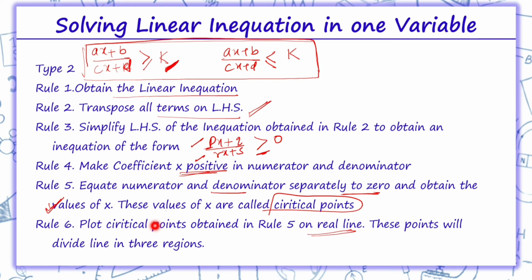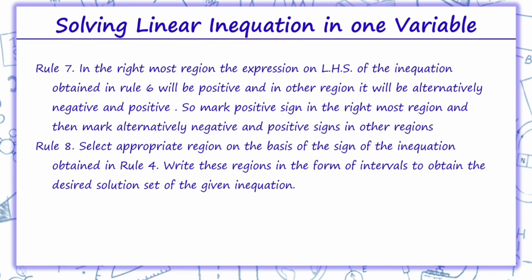These lines then will divide. Let's suppose we have plotted points over here. So the line is now divided into 3 regions. In the rightmost region, the expression on the LHS of the equation obtained in rule 6 will be positive, as we know, and in the other regions it will be alternatively negative and positive. So mark a positive sign in the rightmost region and then mark alternatively negative and positive signs.